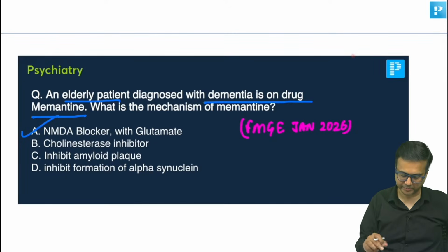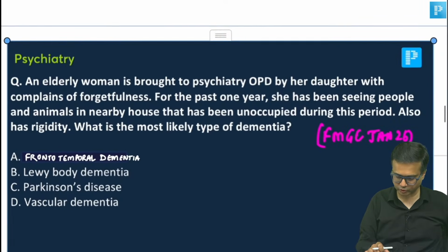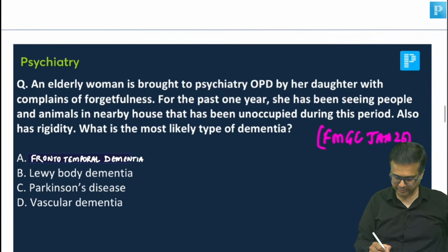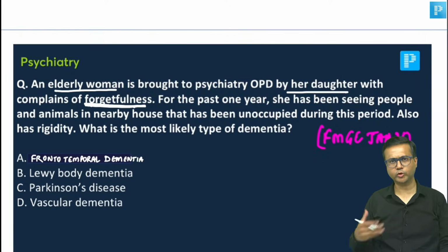Very good beta, please remember. Is it clear? Now see this question beta, finally this question was also asked in the exam. A female, elderly female is brought to the psychiatry OPD by her daughter, complains of forgetfulness. So there is cognitive impairment, forgetfulness is there.